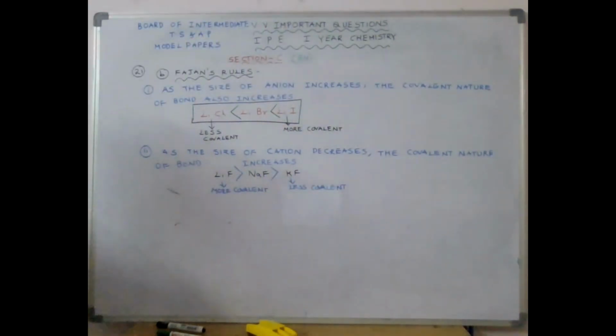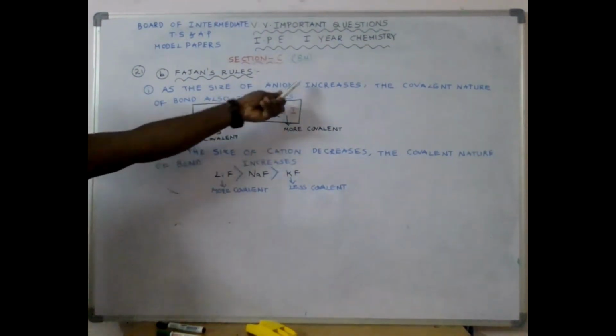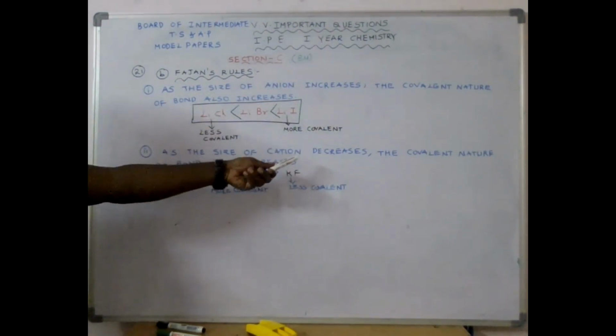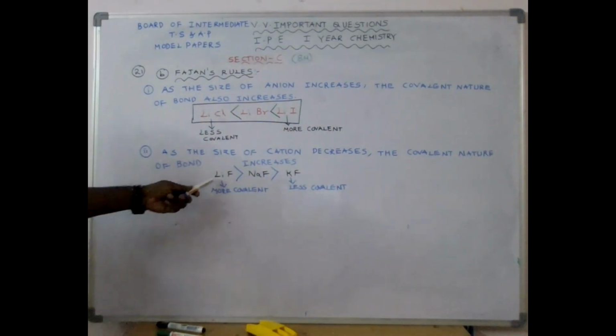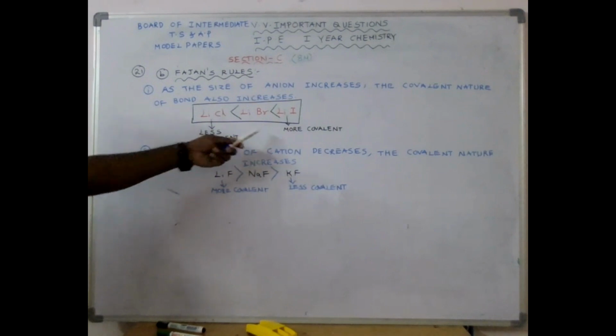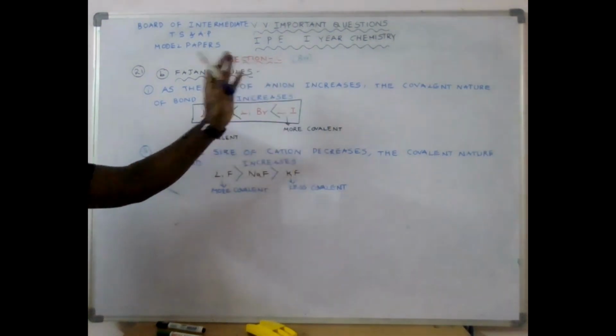As the size of the anion increases, the covalent nature increases. As the size of the cation decreases, the covalent nature increases. So less cation size, more covalent. More anion size, more covalent.